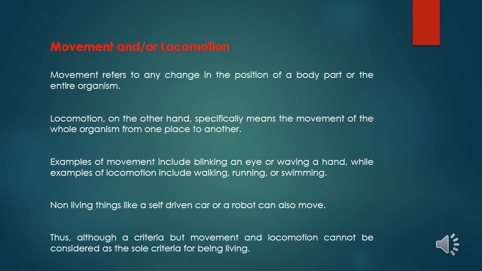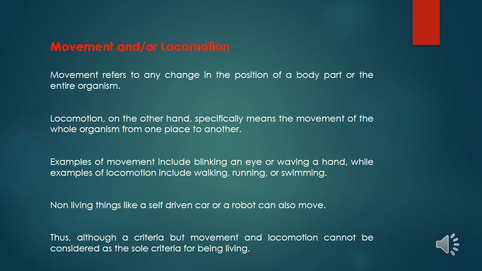The last criteria is the presence of movement or locomotion or both. Movement refers to any change in the position of a body part of an organism, while locomotion, on the other hand, specifically means the movement of the whole organism from one place to another. Examples of movement include blinking of the eyelids or waving of hand, while examples of locomotion include walking, running, or swimming. Movement and locomotion both are a criteria for being living.